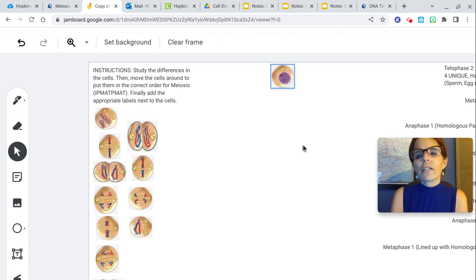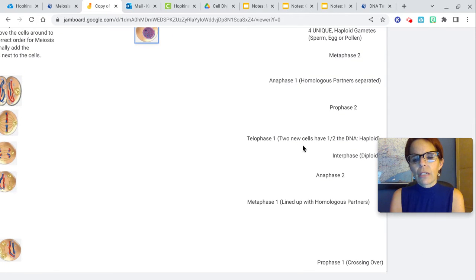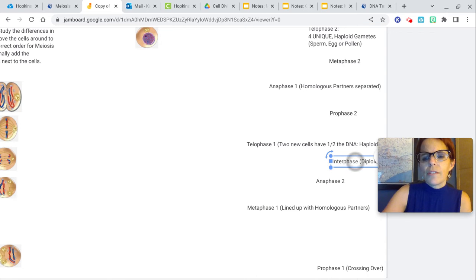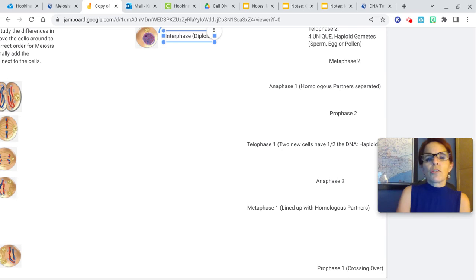So let's go take a look at the labels. Is there one that says something about interphase? There it is, interphase. This one right here. So I'm going to grab it and I'm going to put the label right next to it. So it says that the cell here is diploid. Oh, right. It starts diploid and then it becomes haploid later on.